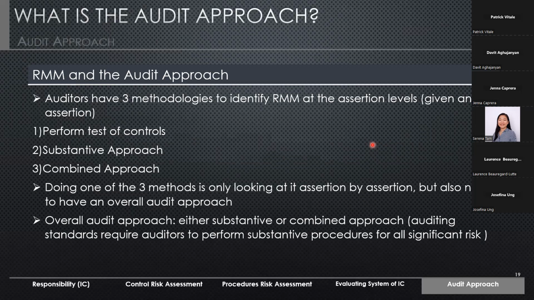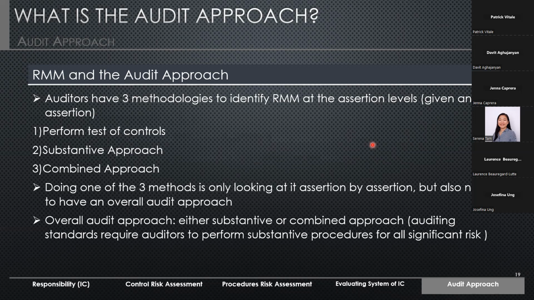Okay, so now we're at the audit approach. So now we're assessing all the control risks. Now it's time to say, okay, which one am I going to be using to identify the risk of material misstatement at the assertion levels, given an assertion. There are 3 things that you could do: perform tests of controls, do a substantive approach, or a combined approach. Doing one of the 3 methods is only looking at it assertion by assertion, right?